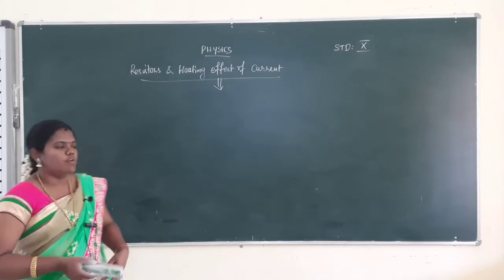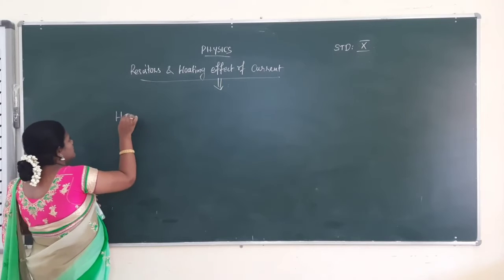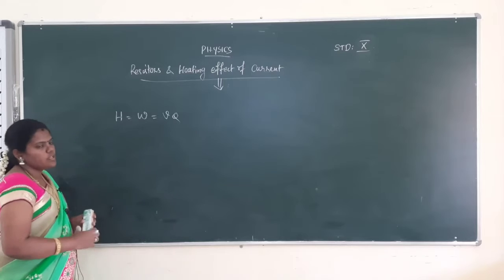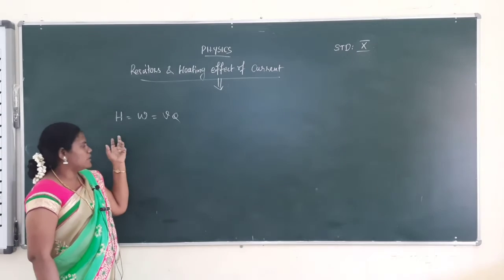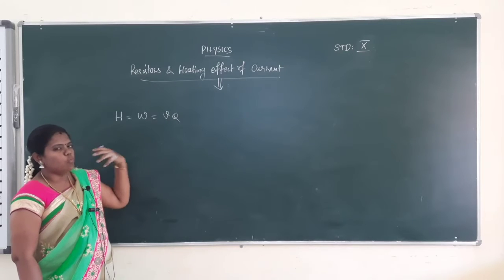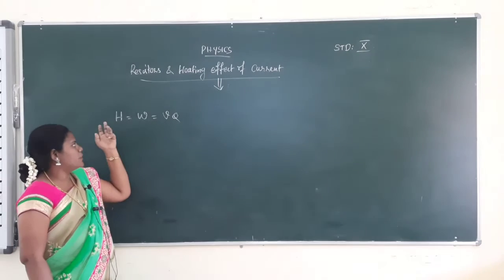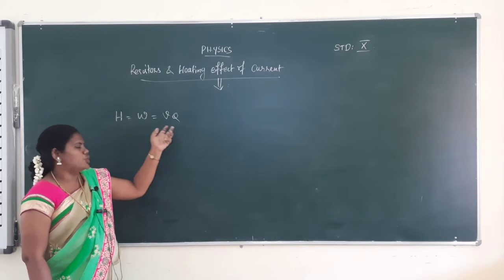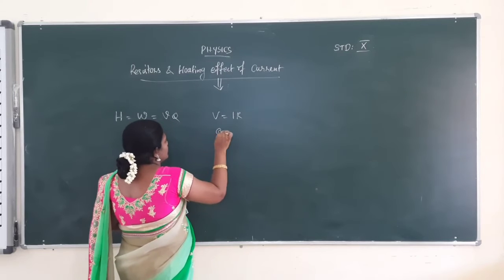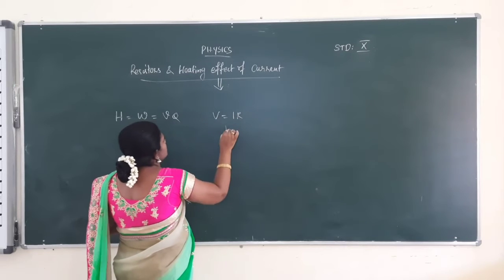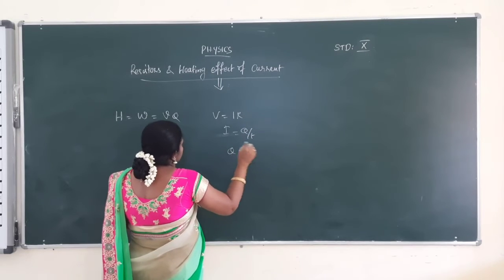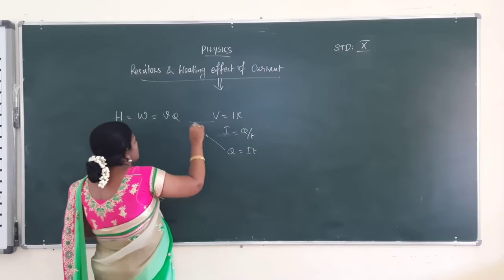So how will you calculate the heat energy? Heat energy H is equal to work, which is equal to V into Q. According to Ohm's law, V is equal to IR. Current I is equal to Q by T, so Q is equal to I into T. Substitute the two values in this equation.